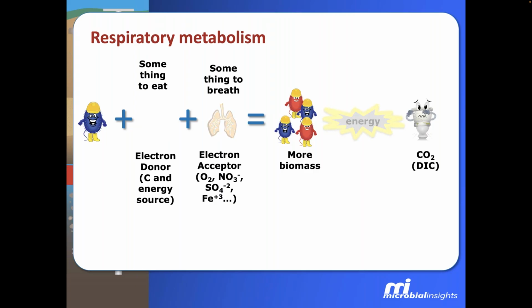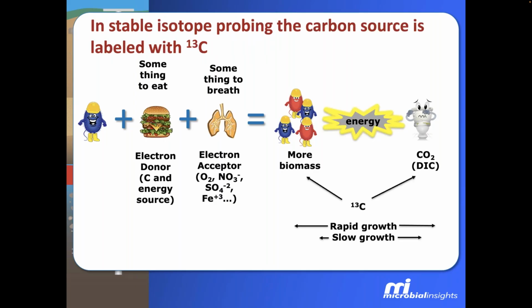Something didn't work there. Anyway, if we substitute for the electron donor our C13 labeled compound, there it is right there. That C13 gets incorporated into the biomass. It also gets incorporated into carbon dioxide.